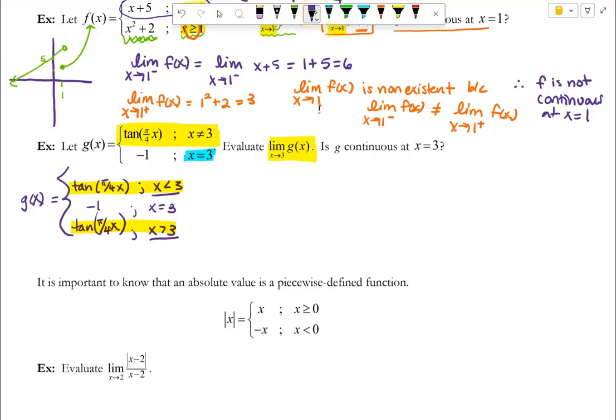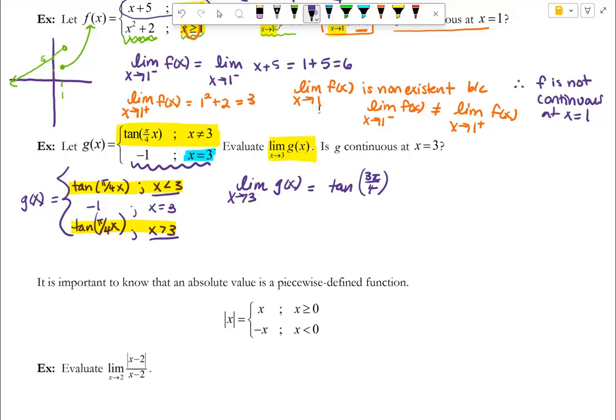Okay, so our limit of g as x approaches 3 is the tangent of 3 pi over 4. And again, we're not using the -1 here because this is g of 3. And remember, a limit is how our function behaves as we approach a value. It's where our function is headed. It's not necessarily the function value.